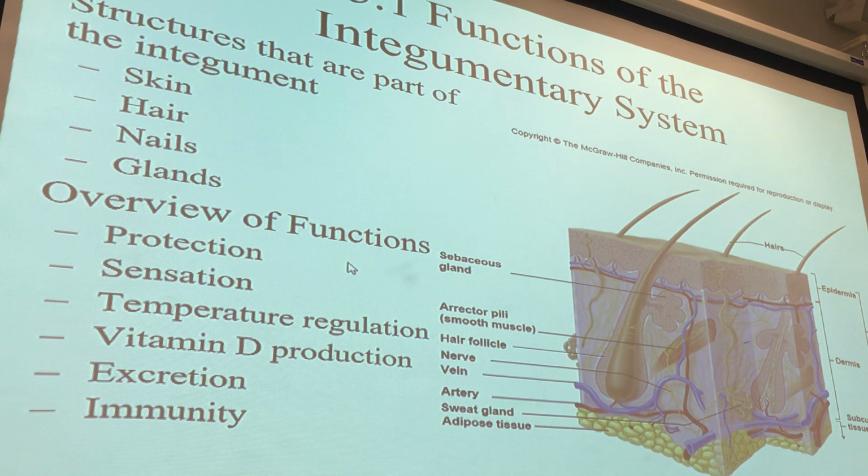So in terms of overview, functions of the integumentary system, kind of makes sense. Protection from everything: ultraviolet radiation, water loss, cuts and bruises and lacerations. Sensation as well. So you can have a sensation of touch, feel, as well as proprioception, vibration, things like that, and pressure. So lots of different sensations by the skin. Temperature regulation, vitamin D production, excretion, and then immunity.